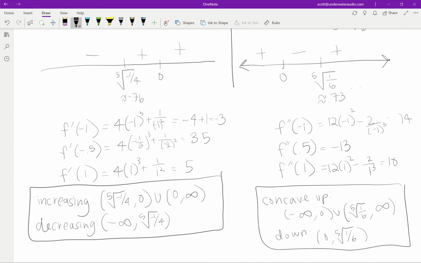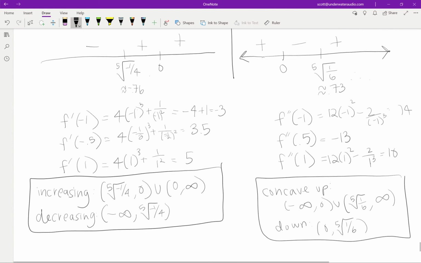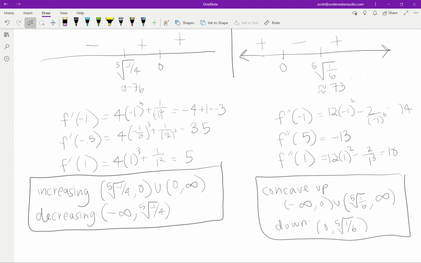Cool. So actually I have a lot of information here. I have where it's increasing and decreasing. I have concave up and concave down. I have an x-intercept. And I also know that it's a rational function. So let's pause here in case there are questions, and we'll come back later.